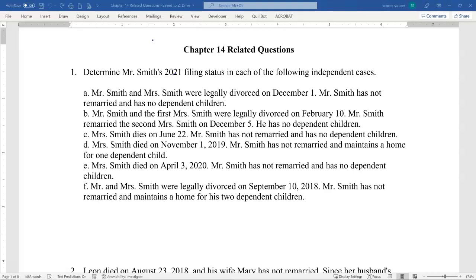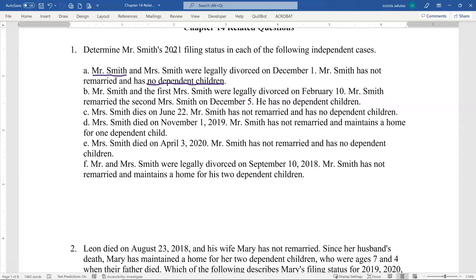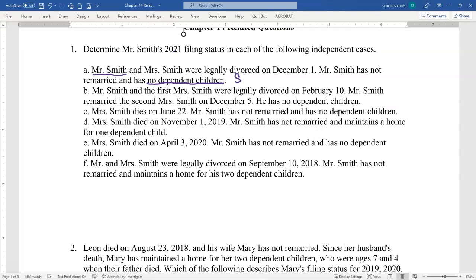Okay, so in A here, they were divorced on December 1st. So on December 31st, Mr. Smith was not married again. So that means his options would be either head of household or single. And what we need to look at here is, are there any dependents? Well, it says here, no dependent children. So for Mr. Smith, if he had dependent children, he would have been a head of household. But since there are no dependent children, he is going to be considered single for 2021.